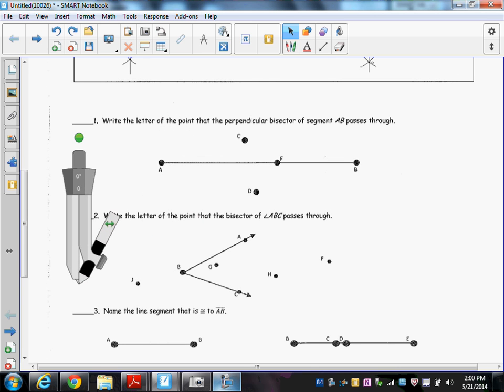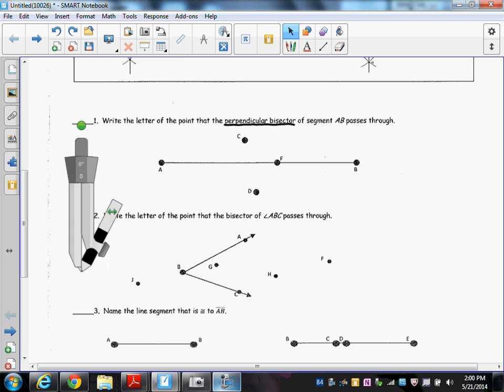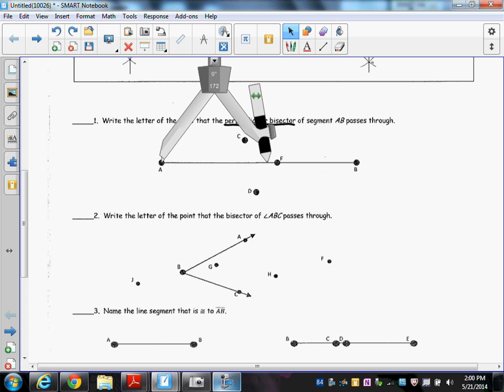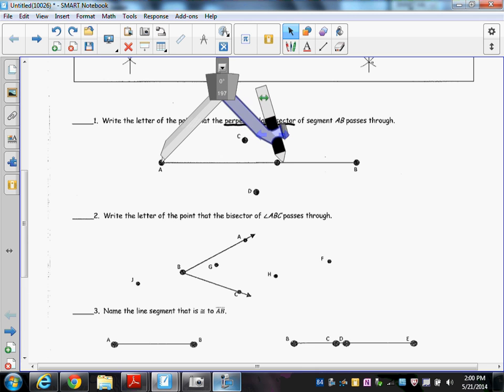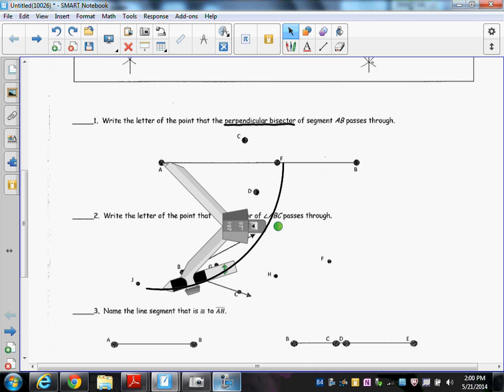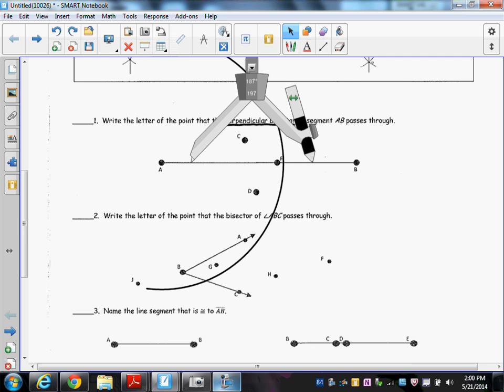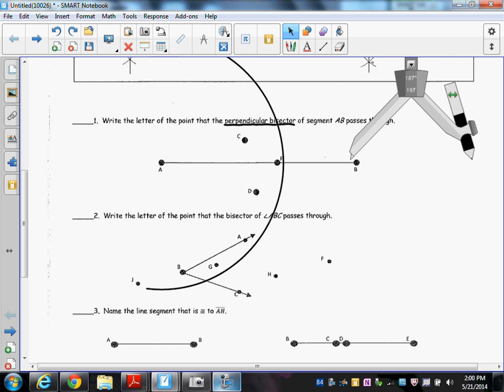So the first problem says, write the letter of the point that the perpendicular bisector of segment AB passes through. So remember, to make a perpendicular bisector, you put your compass on point A and you go past halfway. So let's go past halfway. Let's just make sure that we're there. So once you hit that, you go over to point B. You keep the compass setting exactly the same.